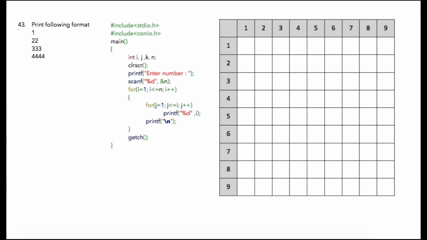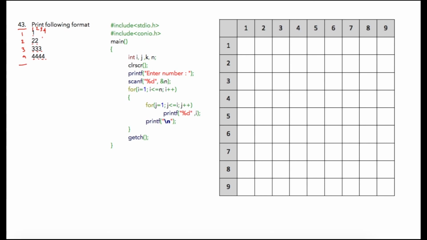The pattern given for program number 43 is almost similar to the previous program. Now the only thing to notice over here is, if these are your row numbers and these are your column numbers, then you can easily notice that we are required to print row numbers, and the row number has to be printed till your column number is matched.